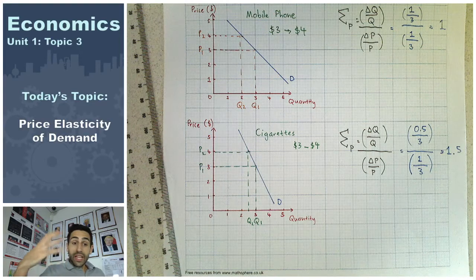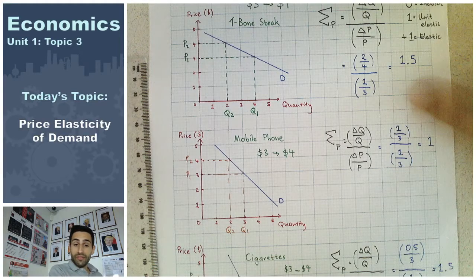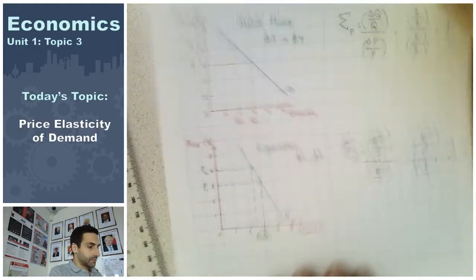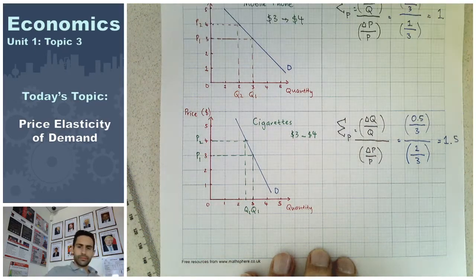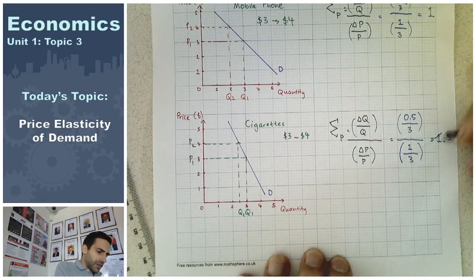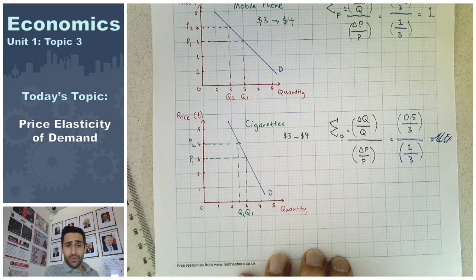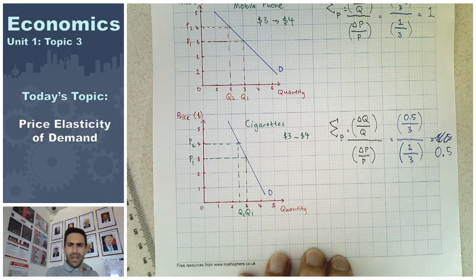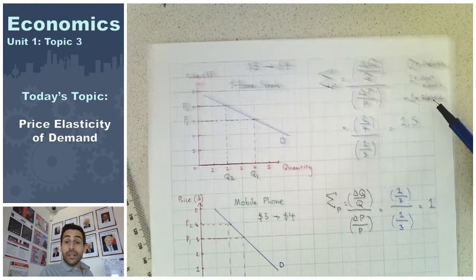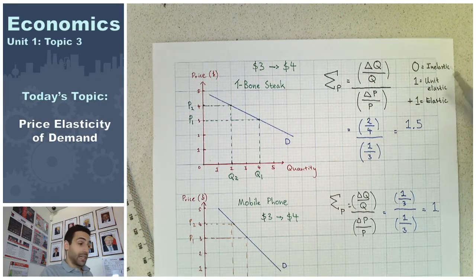It's greater than 1, therefore, it is... I'm an idiot. You chuck it in the calculator, you do not get 1.5. You get 0.5. Sorry. You plug that into the calculator, you get 0.5. It is less than 1, so cigarettes are inelastic.